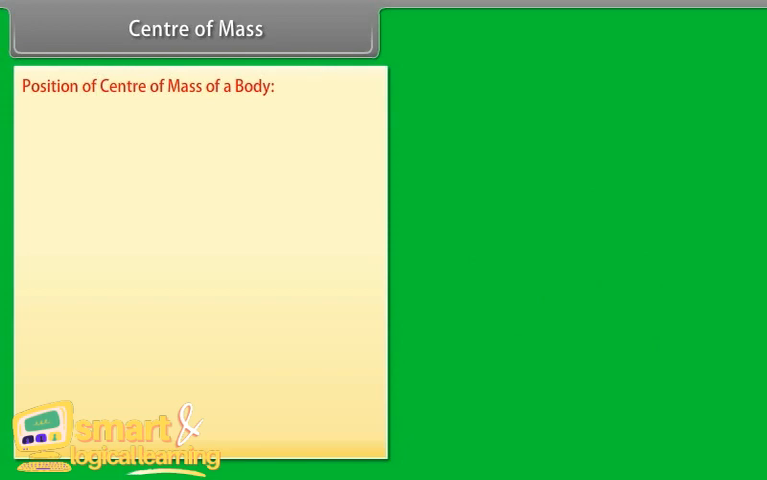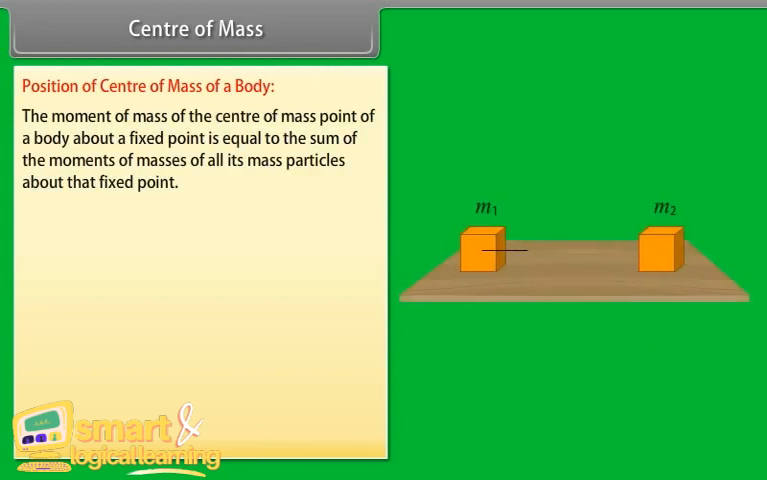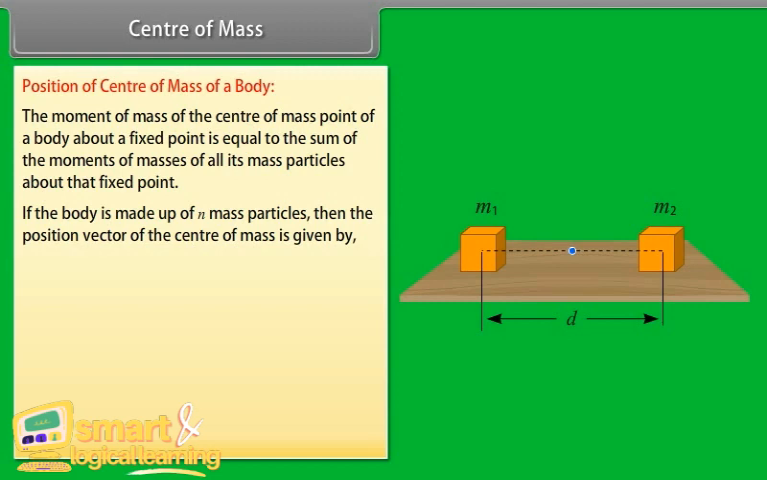Position of center of mass of a body. The moment of mass of the center of mass point of a body about a fixed point is equal to the sum of the moments of masses of all its mass particles about that fixed point. If the body is made up of n mass particles, then the position vector of the center of mass is given by r vector is equal to m1 r1 vector plus m2 r2 vector plus so on till mn rn vector by m1 plus m2 plus so on till mn.